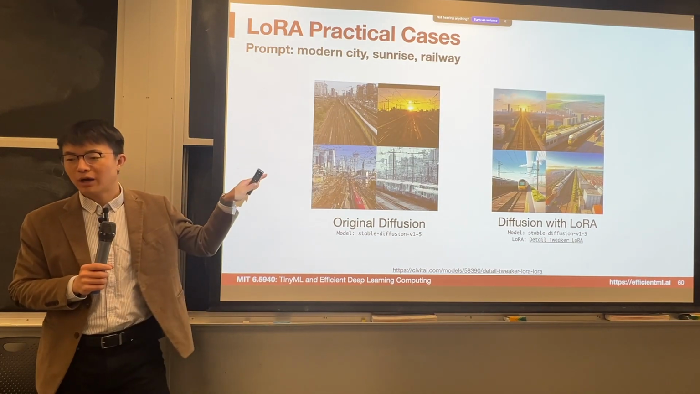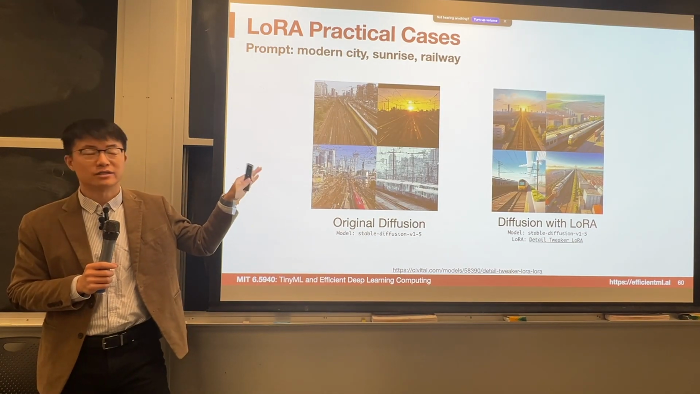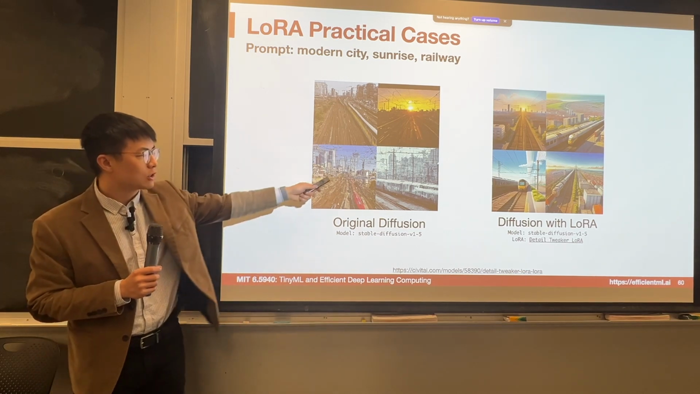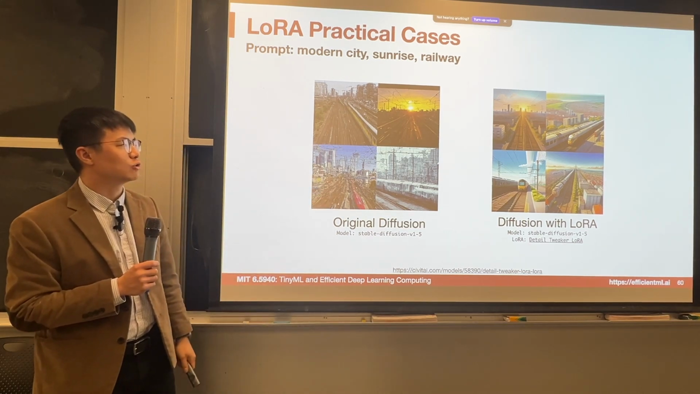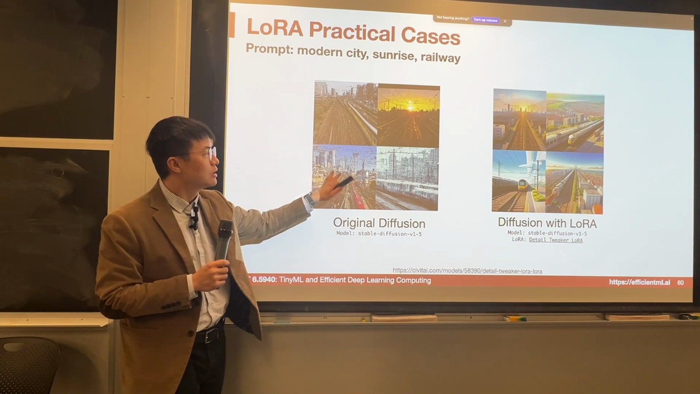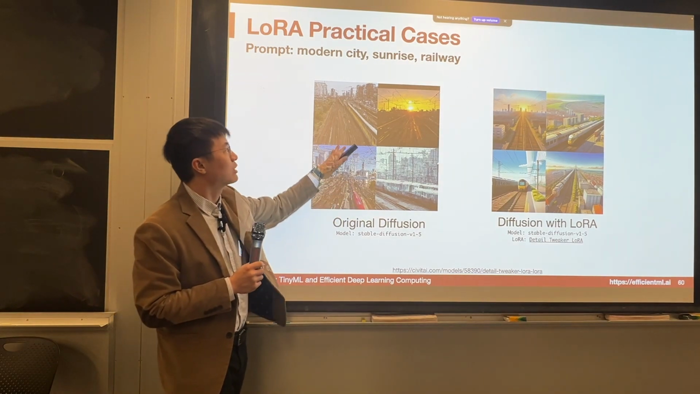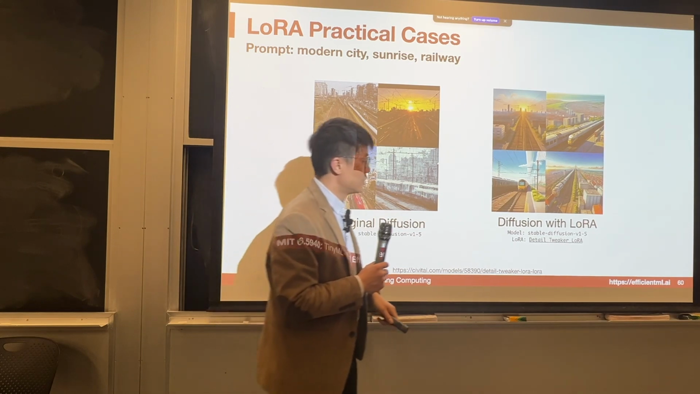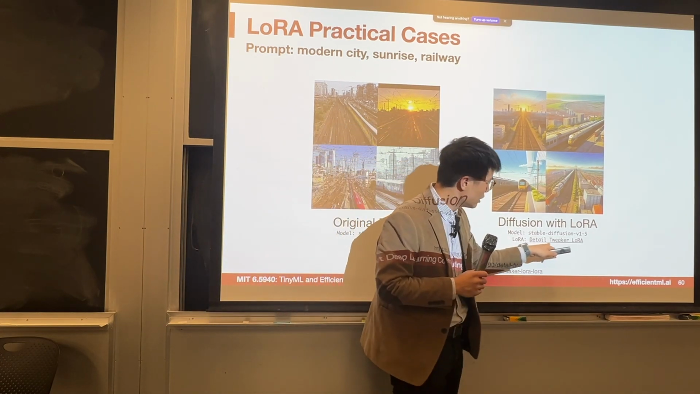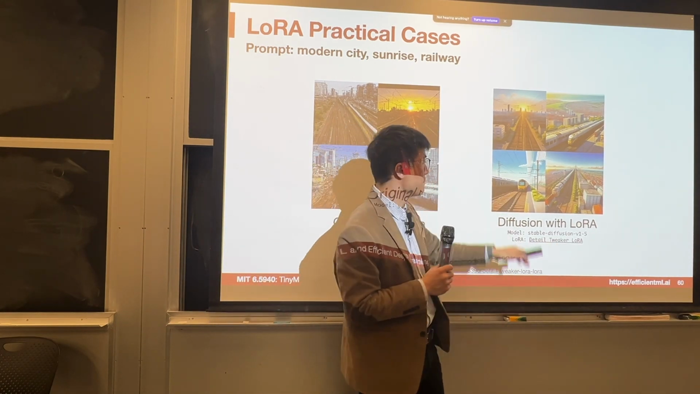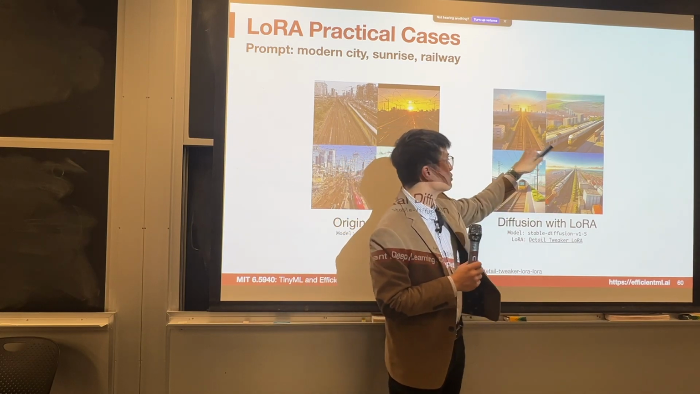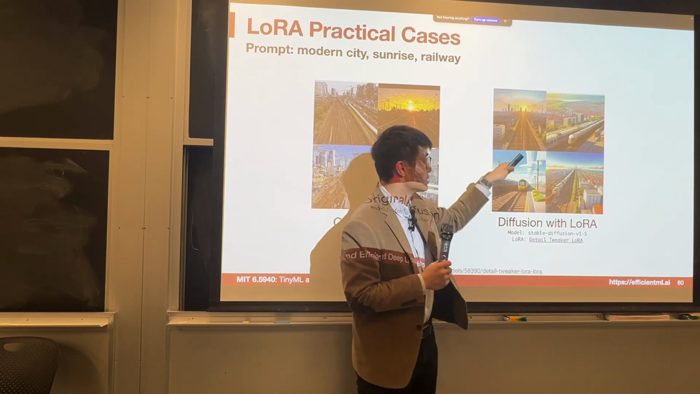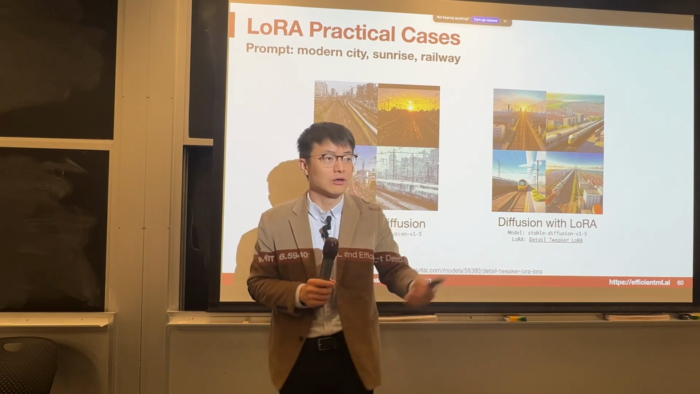And here is another prompt: modern city, sunrise, riverway. This is the original stable diffusion. It's quite complicated. Some of them are distorted a little bit, especially the details. And this LoRA is a detail tweaker LoRA. You can see the riverway is much better, although the style is also different, looking like a cartoon style.